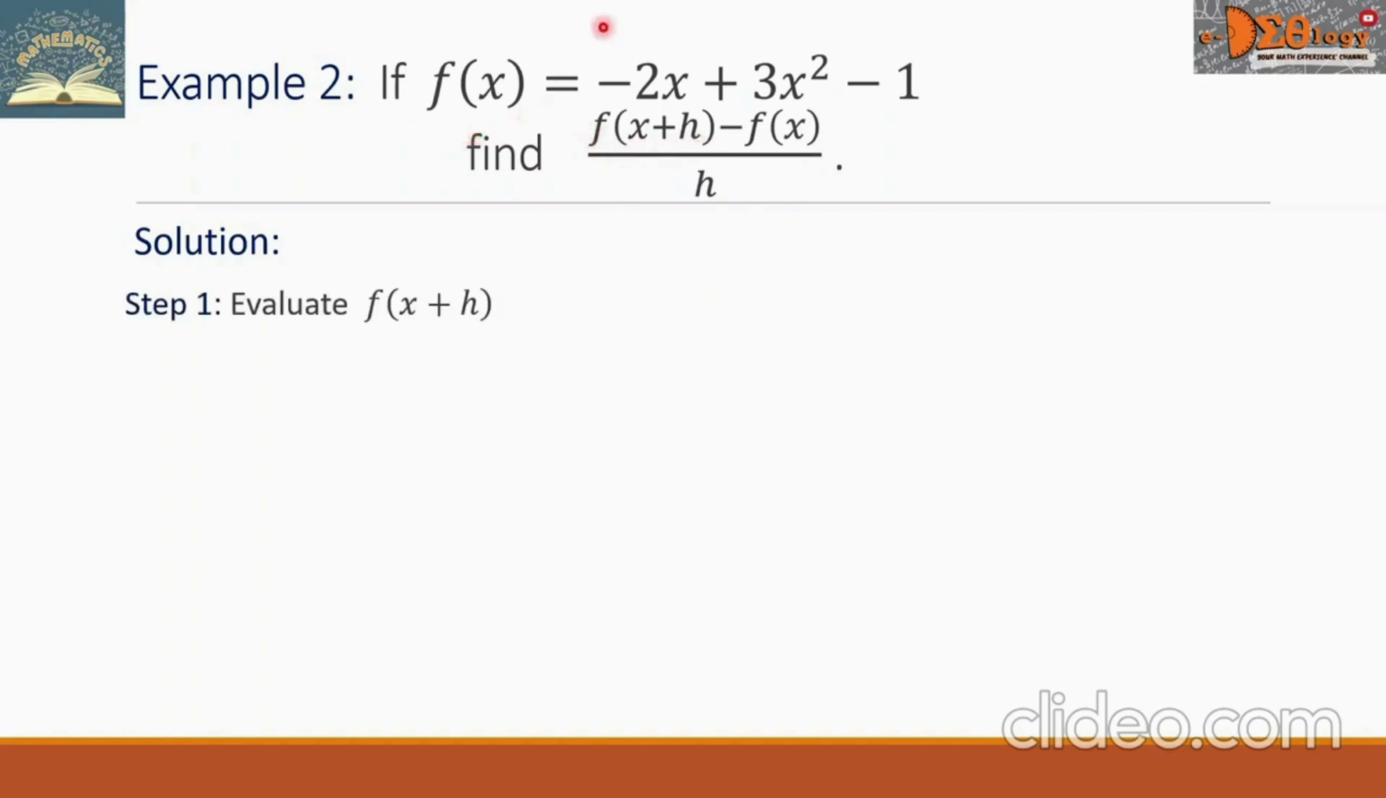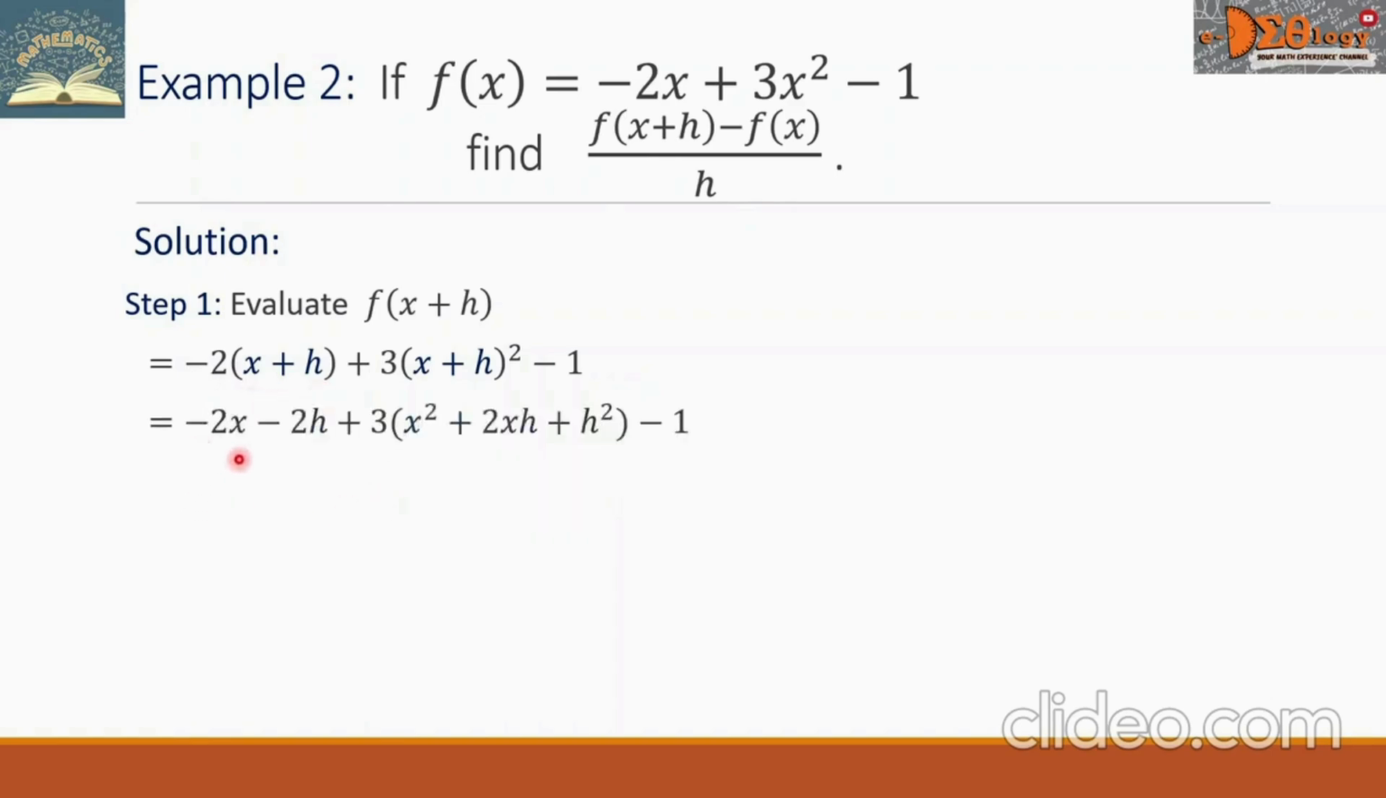The function f of x is given here. So, for f of x plus h, we will change all x by the value x plus h. So, we have negative 2 times x plus h, plus the coefficient 3 times the square of x plus h, then minus 1. We simplify this equation. The negative 2 we multiply to the x, also to the h.